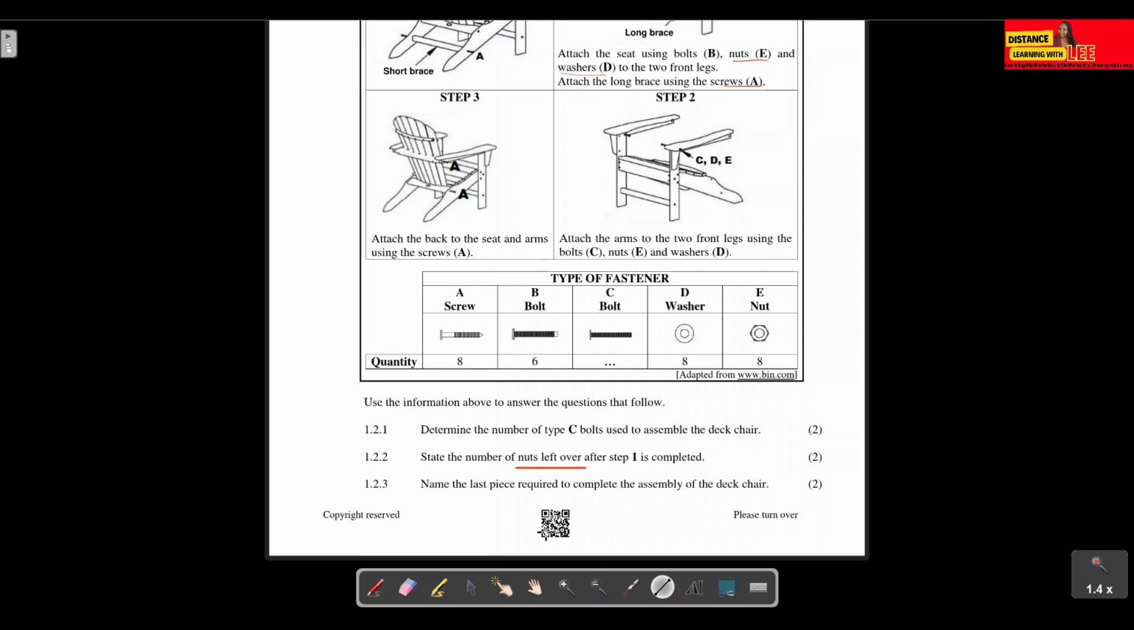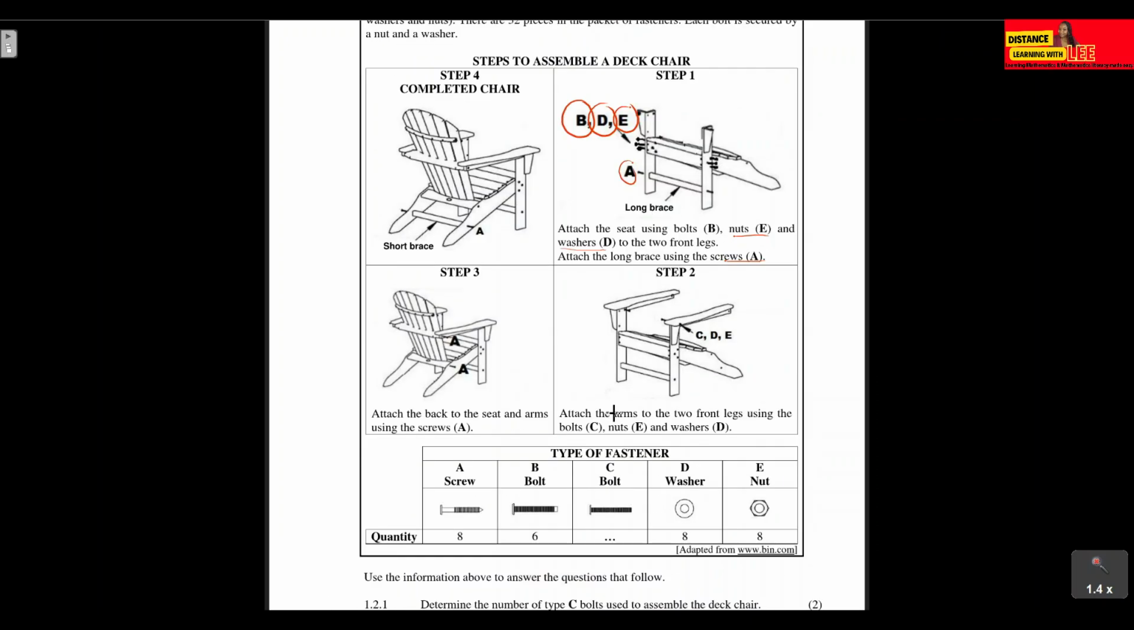In step 1, like I mentioned, we used our bolts, we used our washers, we used our nuts, and we also used the screws. From the diagram, we can already see that 6 bolts were used. Why am I even saying that 6 bolts were used? Let me just show you something. From the diagram, you can see that 6 bolts were used. That's 1 bolt, second bolt, third bolt, fourth bolt, sixth bolt.